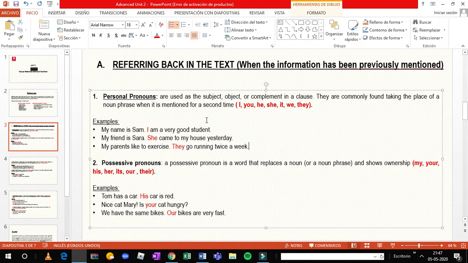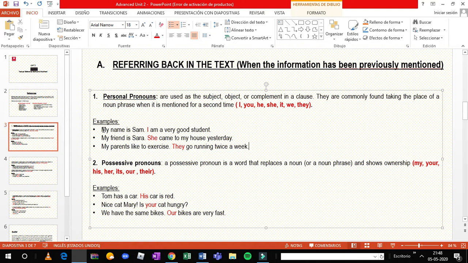Personal pronouns, los pronombres personales son lo que primero aprendemos al momento de estar en alguna clase de inglés, ¿cierto? Son los sujetos, objetos o complementos y que generalmente se encuentran, ¿cierto?, en una oración, en una frase sustantiva, donde se menciona por segunda vez. ¿Ya? Aquí tenemos los 7 sujetos que ustedes ya los conocen: I, you, he, she, it, we, they.